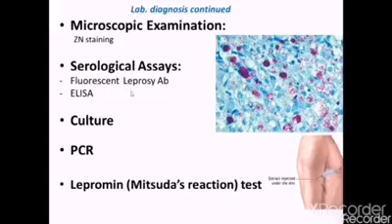Antibody can be detected against phenolic glycolipid antigen, which is part of the cell wall of Mycobacterium leprae, by these two serological methods. We have discussed culture before. You can go for PCR, and then there is the late or Mitsuda's reaction. The antigen used is Mitsuda's antigen or bacillary lepromin, and it appears 3 to 4 weeks after intradermal injection in the form of a nodule, which may ulcerate or subside in a few weeks.